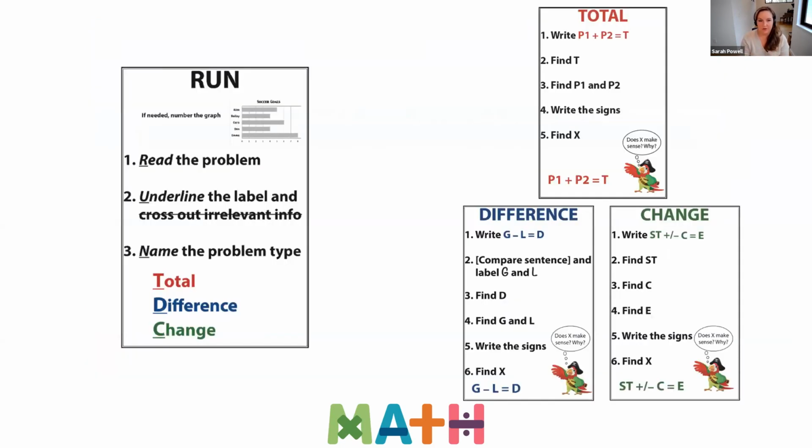In Pirate Math Equation Quest, just as with Lynn's project with Pirate Math at first grade, students learned to run the problem. And so they would read the problem, underline that label, cross out irrelevant information, and then name the problem type. And in this program that I'll show you today, students worked on 3 of the word problem schemas. We have another variation at 3rd grade that worked on 4 word problem schemas. And we're now working at 4th grade where we're looking at 5 of the most common word problem schemas in the elementary grades. But we'll talk about these today.